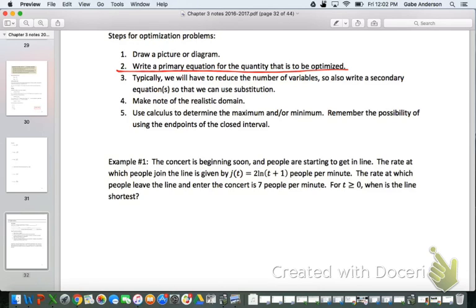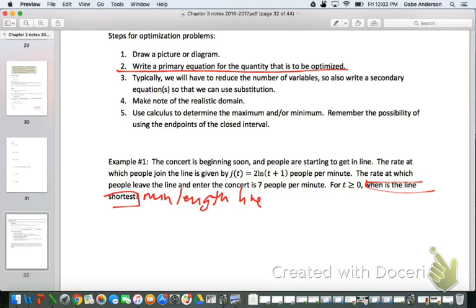So let's go ahead and look at number 1 again and see how this goes. I'm going to go ahead and box the stuff and underline the stuff we did yesterday. So it says, when is the line shortest? We are talking about minimizing the length of the line. So I'm going to take a slightly different approach than we did yesterday. It's not that much different. It is just slightly different. I'm going to go ahead and write an expression for the length of the line.